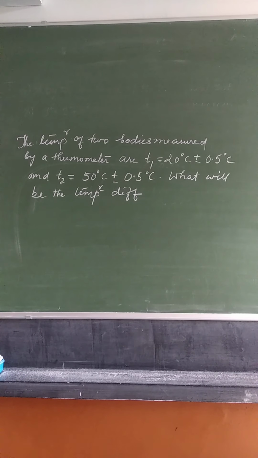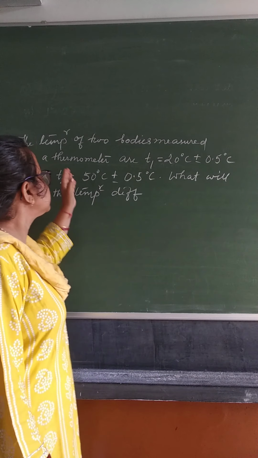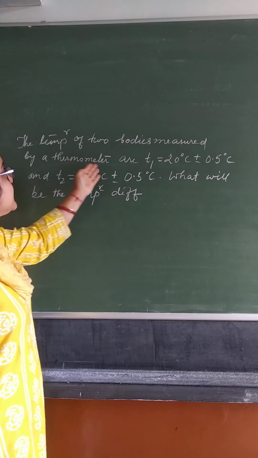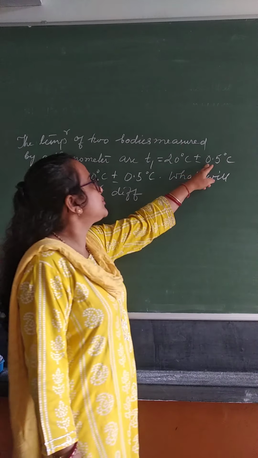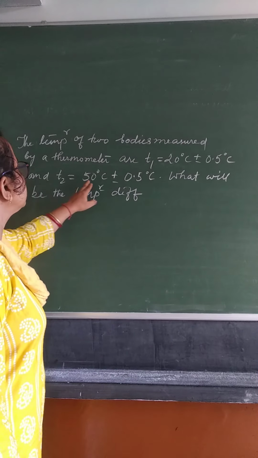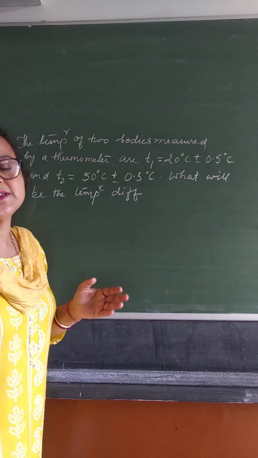So students, you see here we are doing with the sums. Today we deal with sums of combination of errors. The temperature of two bodies measured by a thermometer: T1 is 20 degrees centigrade and error is 0.5 degrees centigrade, T2 is 50 degrees centigrade with error 0.5 degrees centigrade. What is the temperature difference?